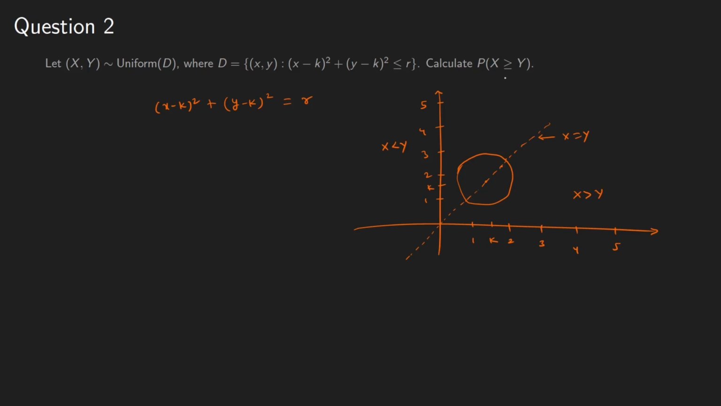So we have to find the probability that x is greater than or equal to y. So clearly we have to find the probability that x, y will fall in this region of the support. So the support is the full area of the circle, but we have to find the probability that x, y will fall somewhere in this region.